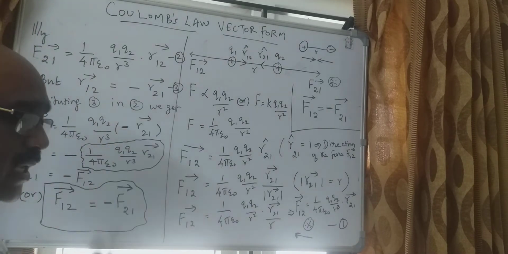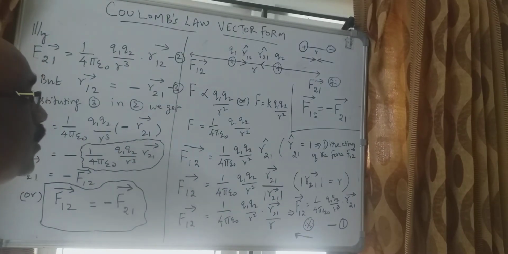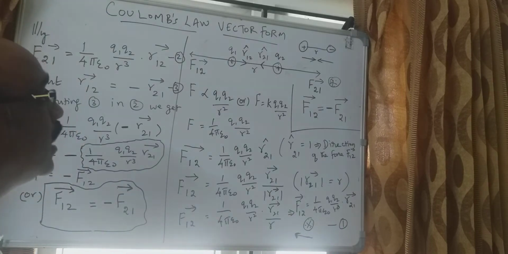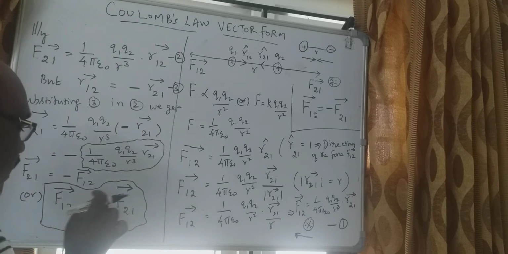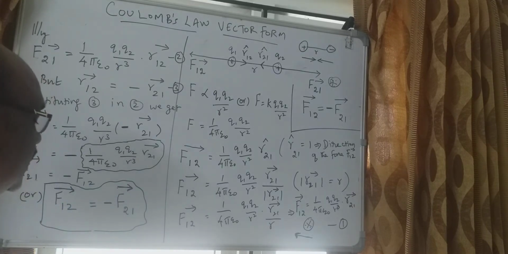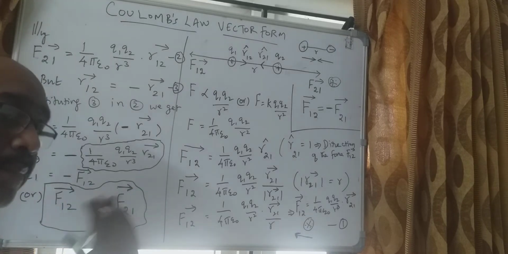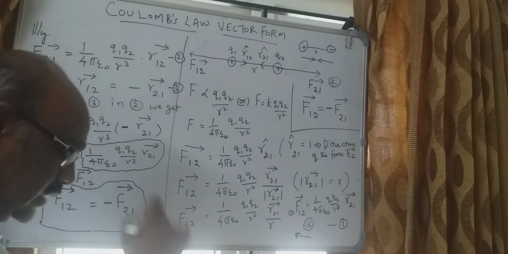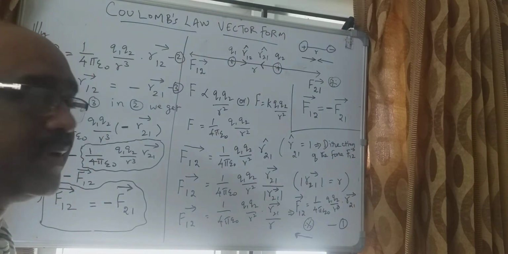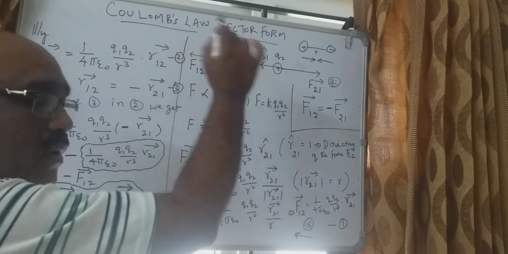So the very important aspect of this Coulomb's law in vector form is that these two forces are equal in magnitude, but they are acting opposite to each other, which is clearly defined in Coulomb's law vector form.